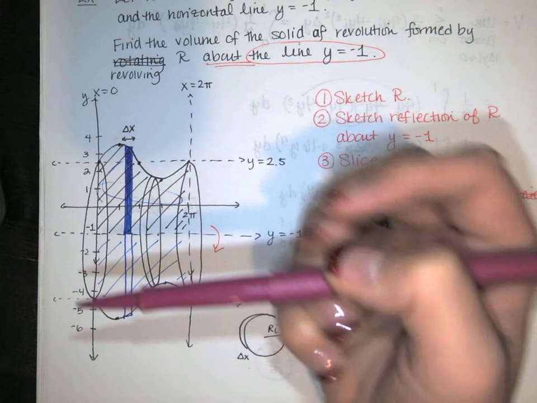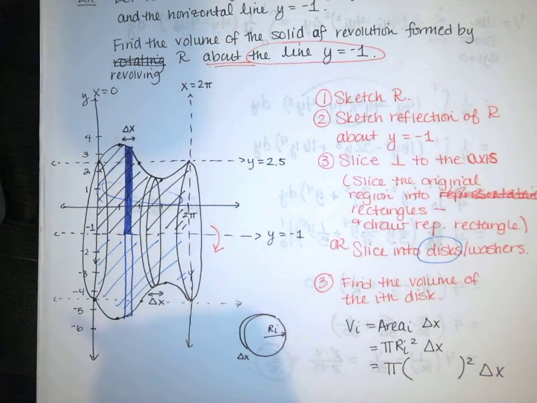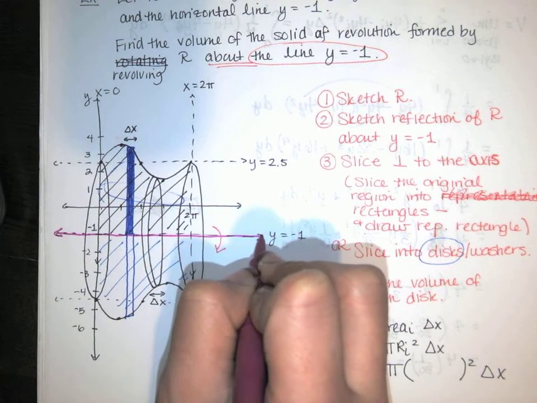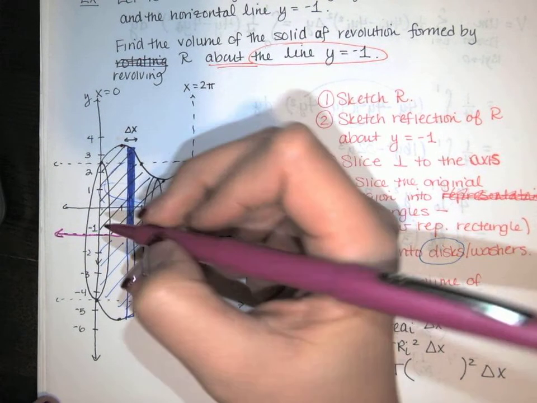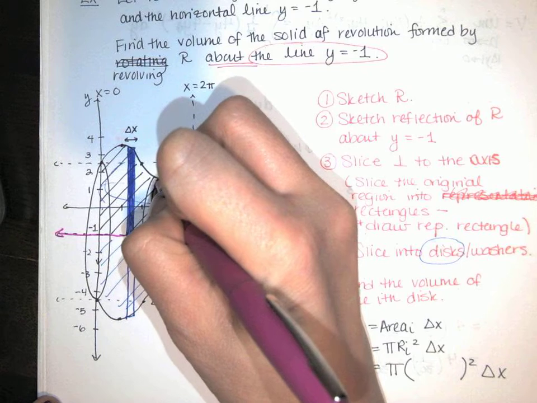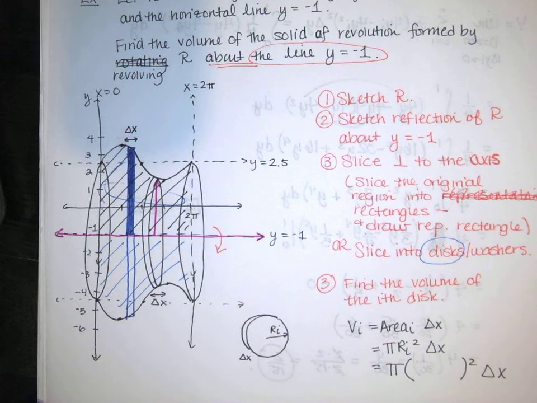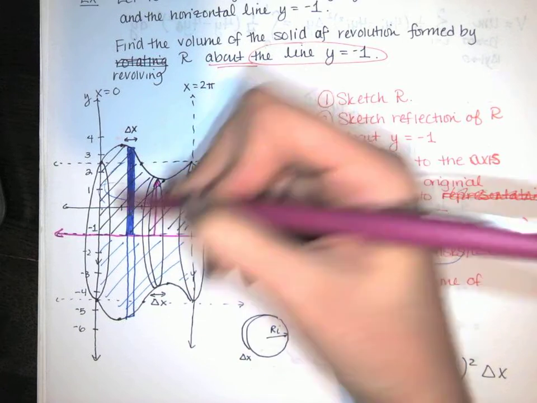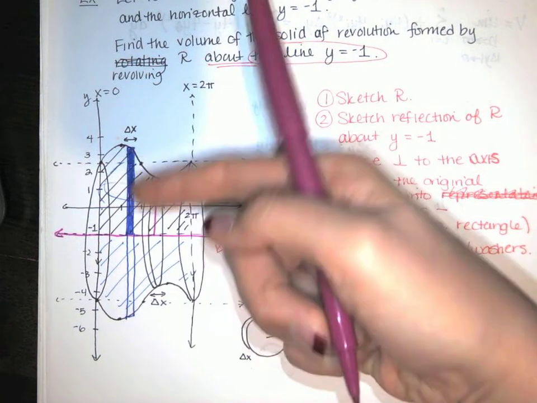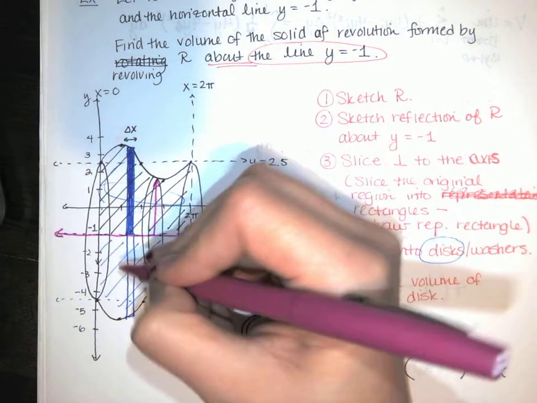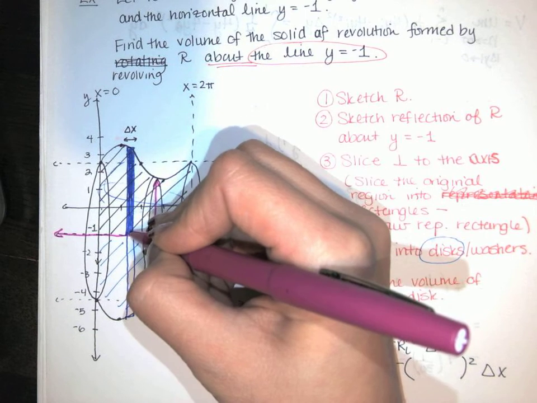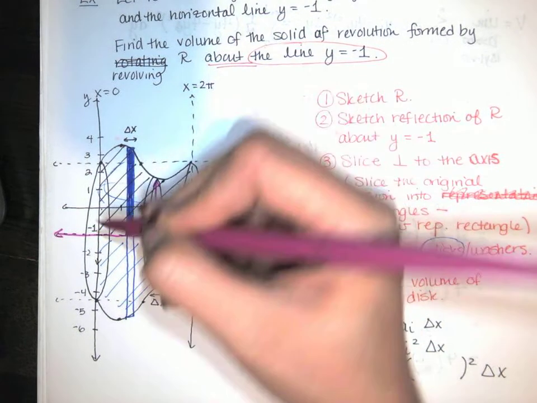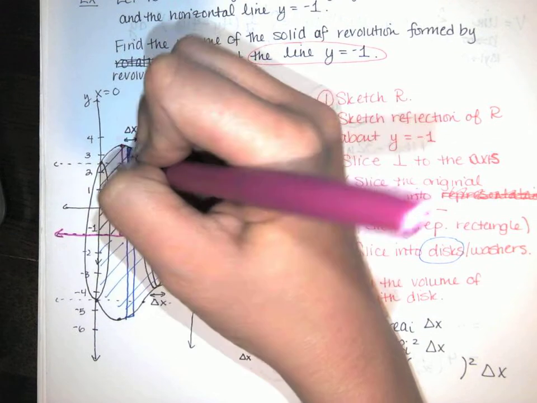I need the radius. Now the radius always starts at the axis. So it starts at, here's our axis, y equals -1. And it goes out to the outermost point on the disk. Or alternatively, the radius is going to come from this representative rectangle. When I take that representative rectangle and I rotate it around, the diameter is the length of that representative rectangle plus the length of the representative rectangle. So the radius is actually just the length of the rectangle in the first place.